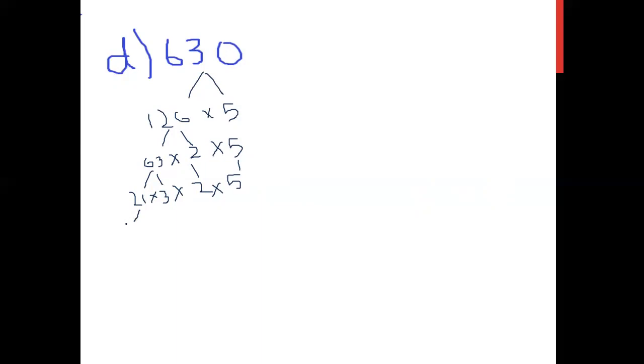Now we will divide 21. That will be 7 multiplied by 3 multiplied by 3 multiplied by 2 multiplied by 5. So basically that's it. So now we found this.